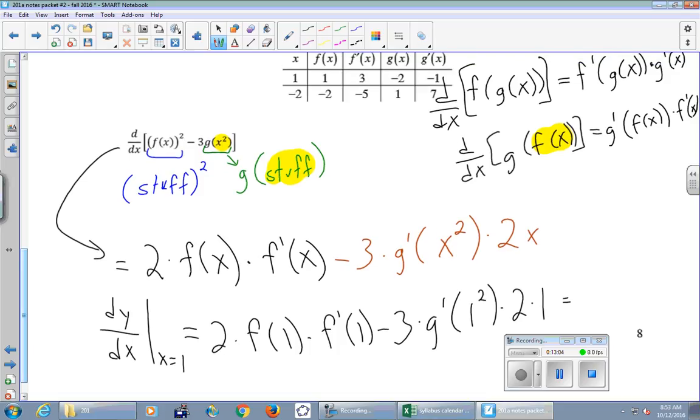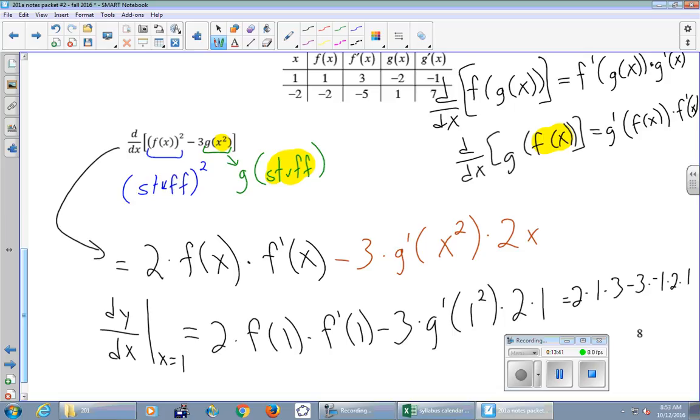Okay, that's all we have to do is grab all these numbers here. 2 times f of 1 from the table. F of 1 is how much? Is a 1, right? That guy. 1 times f prime of 1 is 3 minus 3 times g prime of 1 squared. Fortunately, 1 squared is 1, which is in the table. If it weren't, we couldn't do it. So we got g prime of 1 is negative 1 times 2 times 1. So that's our calculation.